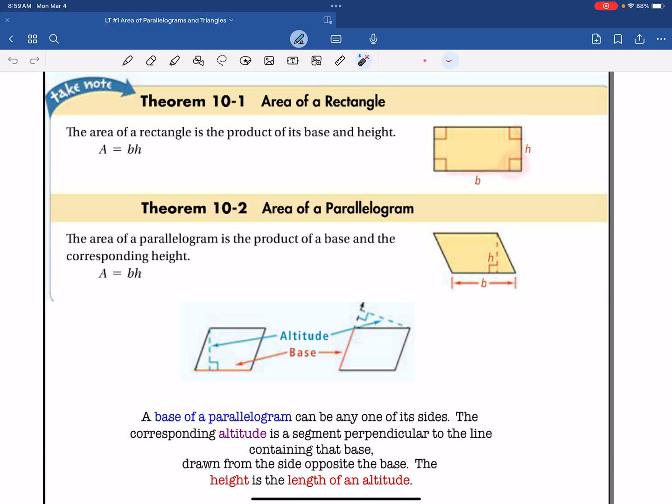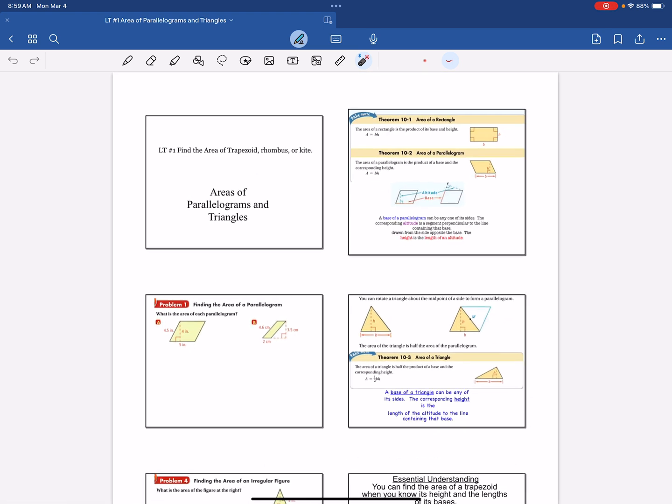going to be perpendicular. So when you have a parallelogram, the height would not be this, which is the slant height. The height is always going to be perpendicular to the base. So, base times height. The altitude is what's perpendicular, and you'll notice even with a triangle, you use the altitude as your height, base times height.